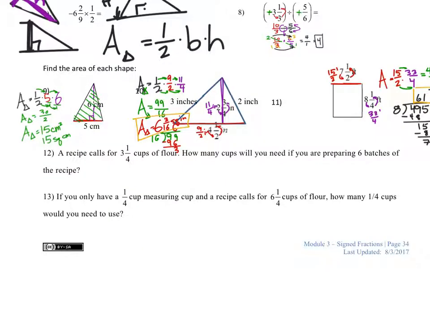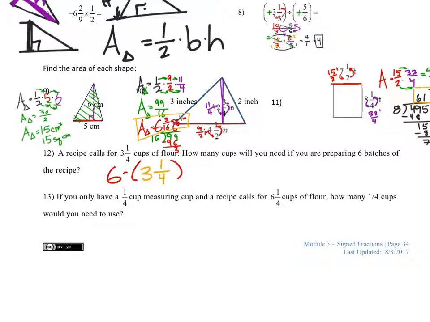Let's take a look at number 12. The recipe calls for 3 1/4 cups of flour. How many cups will you need if you are preparing 6 batches of the recipe? So it's 3 1/4 cups of flour, but since we're making 6 batches of this, we can just multiply this by 6.